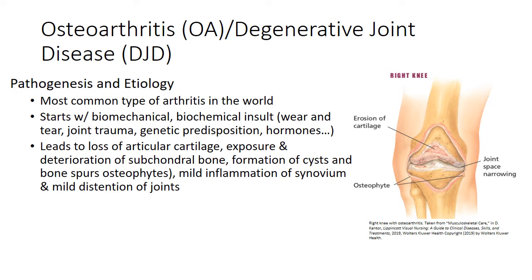And as the joint begins to lose its integrity, that synovium becomes inflamed, causing the joint also to distend. I do want to point out, though, that this is different from the inflammation that we see with rheumatoid arthritis. In RA, it's more pronounced. It happens earlier on in the course of the disease process, whereas in osteoarthritis, that inflammation happens later. The synovial fluid also can leak through into the cartilage, forming little cysts.